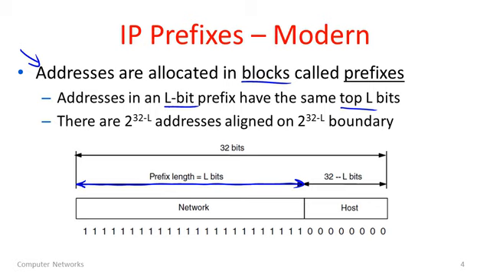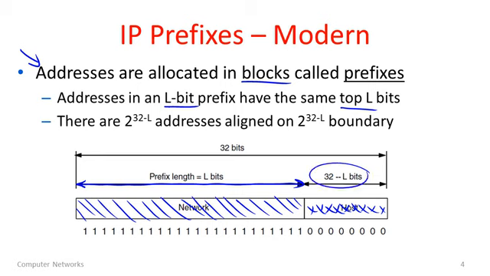Now if I have the prefix length of L bits, that means that the top L bits in this number are going to have some fixed value, and the last bits here I can just write X's here because they can take on any of the different possible binary patterns. So this means that since the top L bits are fixed and there are 32 bits overall, we have 32 minus L bits at the end that can vary. So there are 2 to the 32 minus L addresses in an L bit prefix.